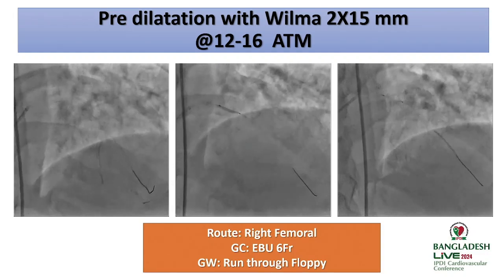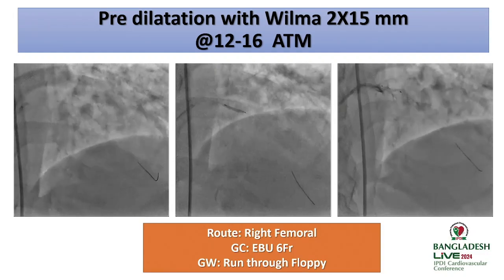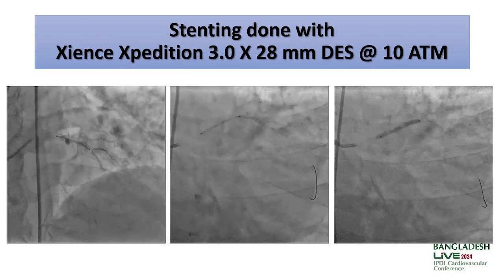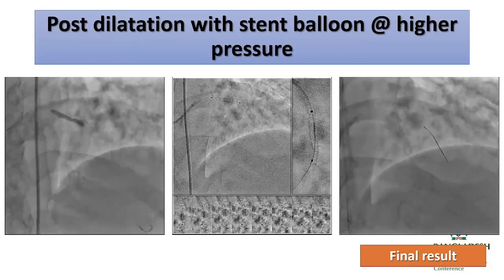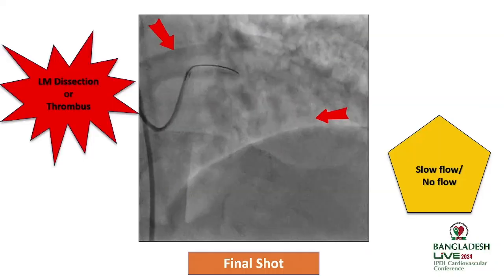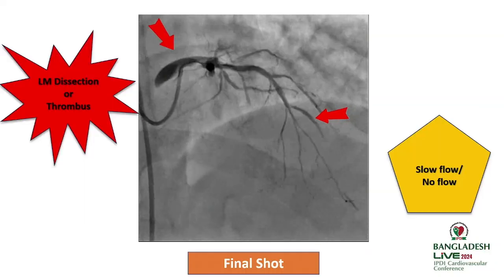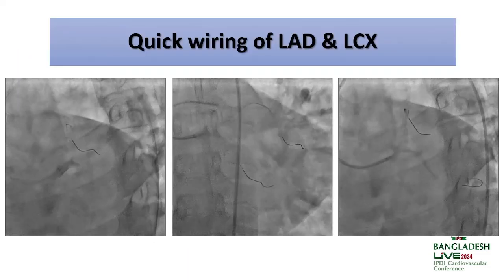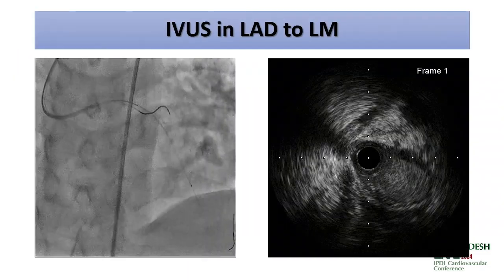We pre-dilated with a Wilma 2 x 15 balloon, then stenting was done with an Expedition 3 x 20 millimeter stent. We post-dilated with a stent balloon at high pressure, and this is the final result. But during the final angio shot, there was something in the proximal left main: dissection, thrombus, slow flow, and then no flow. Quick wiring of the LAD was done.